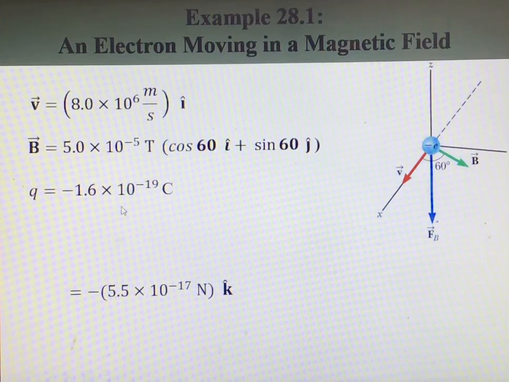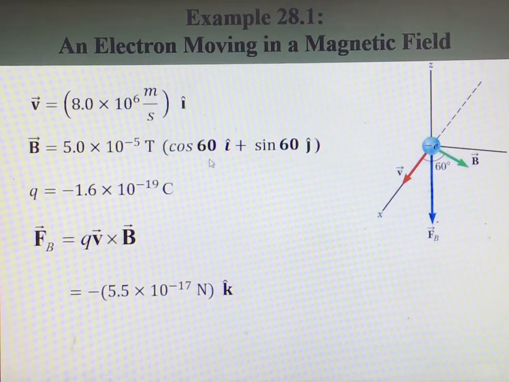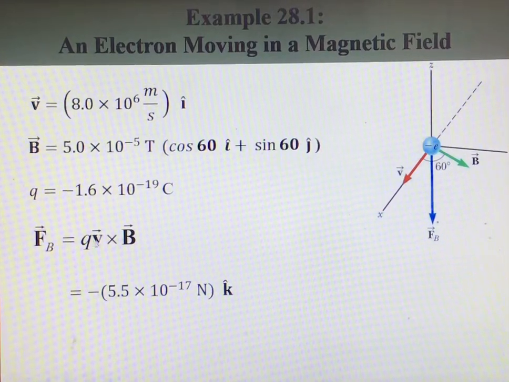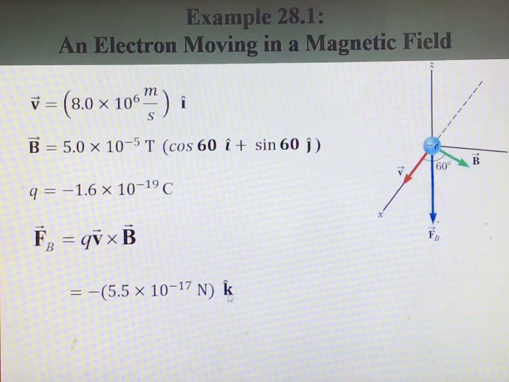If you do everything and calculate the cross product here, you get a force equal to negative 5.5 times 10 to the negative 17 Newtons pointing in the k direction. So if you're going to use the cross product, you don't need to worry about the right-hand rule, because by taking the cross product, it tells you exactly what the direction of the force is.